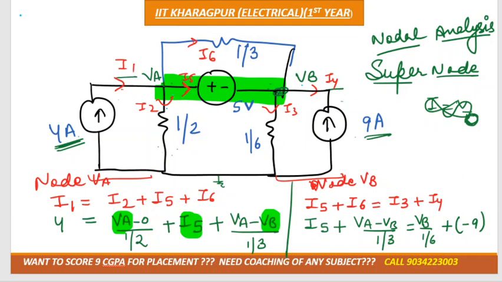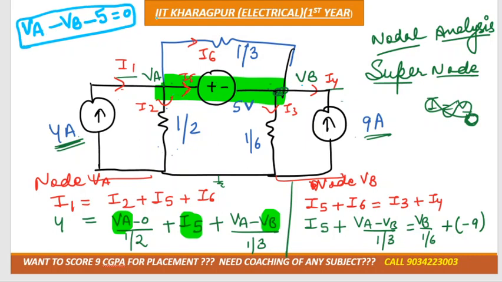Like I5 is moving from VA to VB, so you'll write down VA minus VB, and you have to take the second sign of the battery always. Okay, in mesh also I told you the second sign of the battery. So in every place I told you the second sign. The second sign is what? Plus 5 or minus 5 in this? Minus 5, so that would be VA minus VB is equal to minus 5. This is the supernode equation.